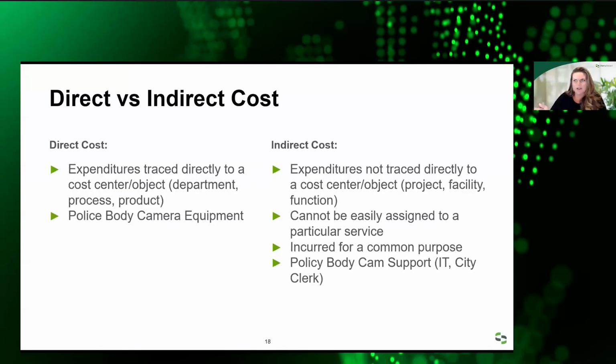So direct versus indirect, I usually don't have to go into too many things about direct. Most people understand we can trace it to the program, we can trace it to what we're doing. Indirect cost is where it gets a little trickier. One of the things I think that's hard about indirect costs is there's no one definition. Everyone kind of calls it something different. Administrative costs, overhead costs, indirect costs.